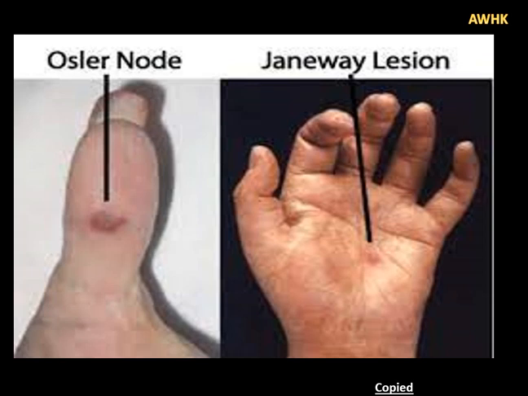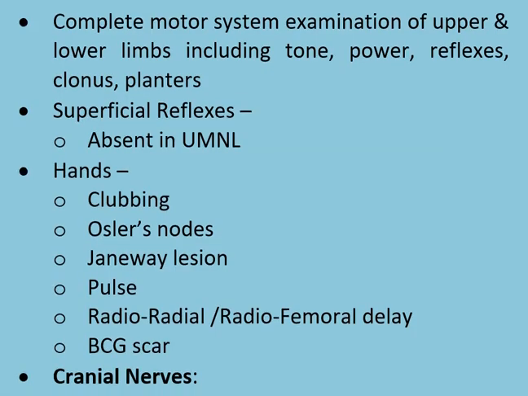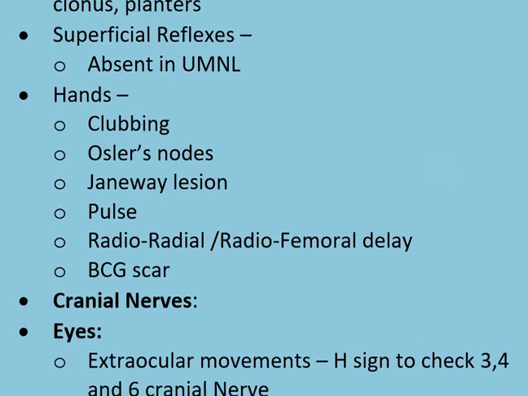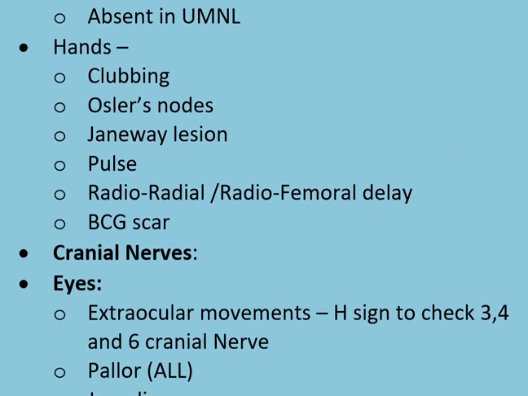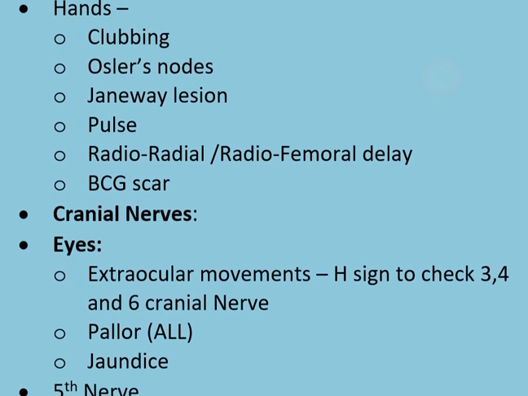So this is the pictorial representation of the Janeway lesion and Osler nodes. Osler nodes are very tender. After that, you check the cranial nerves. First in the eyes, you check the extraocular movements, H sign to check the 3rd, 4th, and 6th cranial nerves. There will be pallor in case of acute lymphoblastic leukemia.